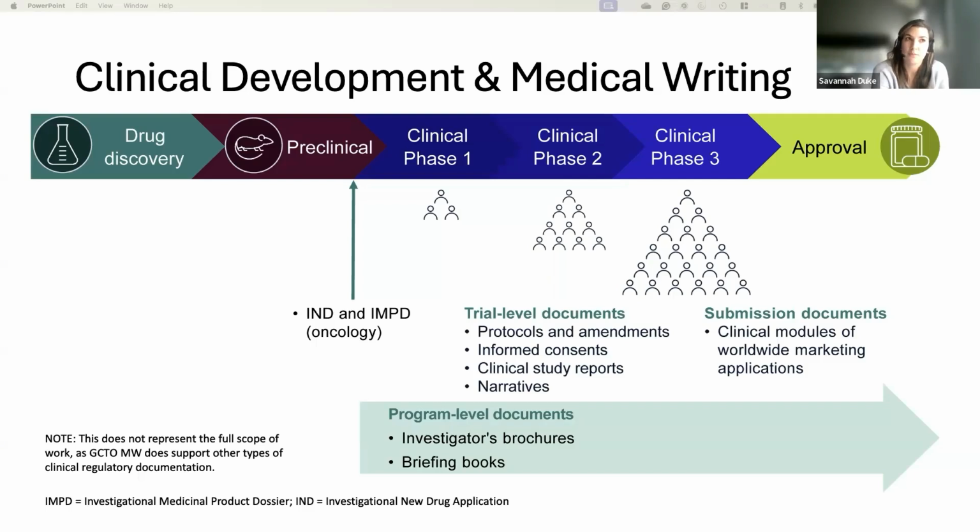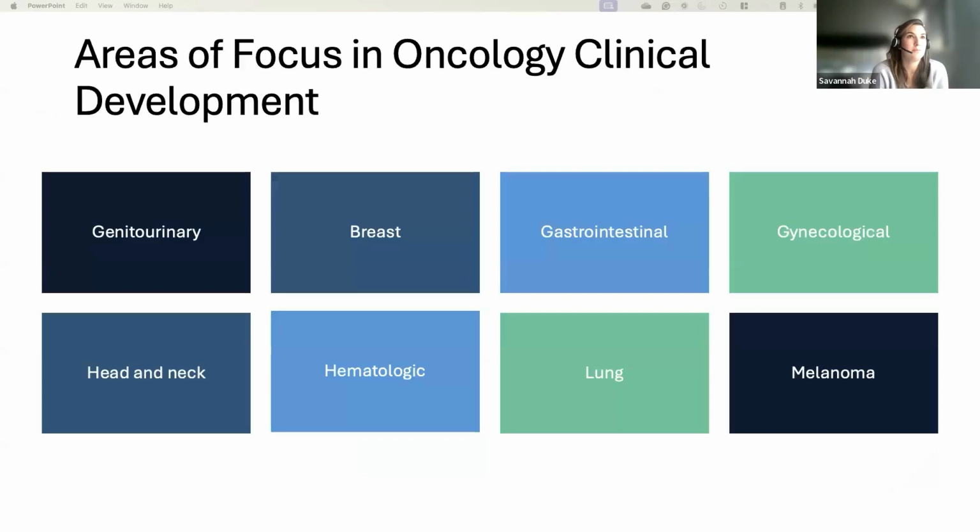So there's also program level documents such as investigator brochures and briefing books, and medical writers are involved in all of these documents, and it's a really cool experience to be able to work alongside so many bright people in clinical development in order to get drugs approved for patients. So on to the next slide.